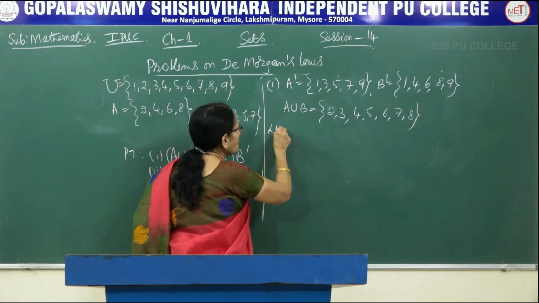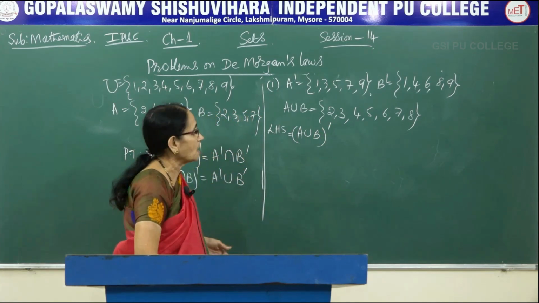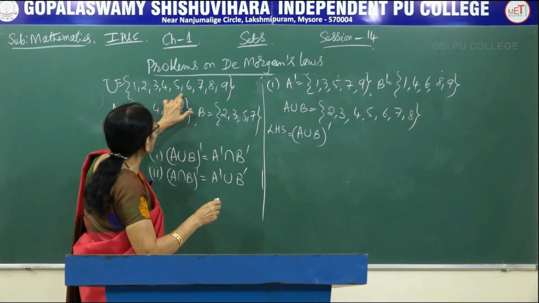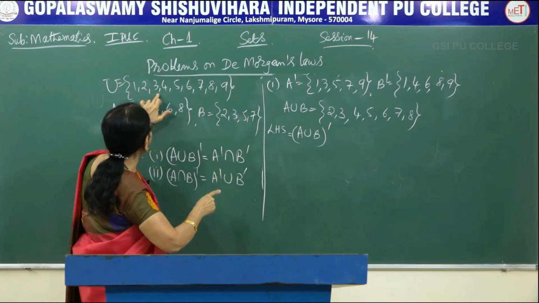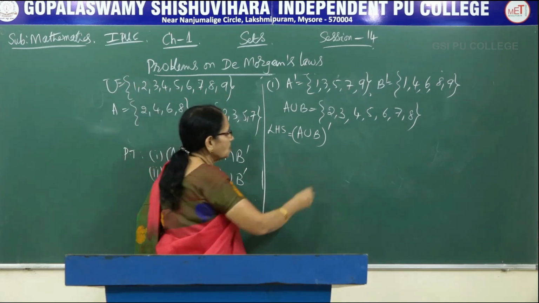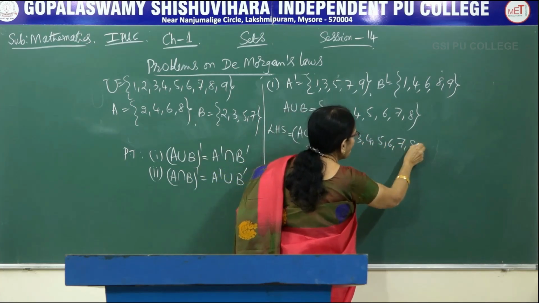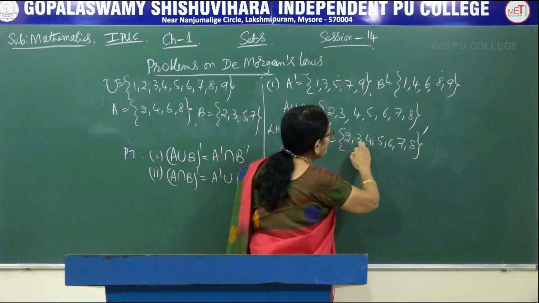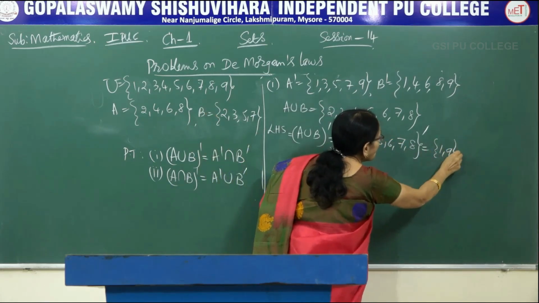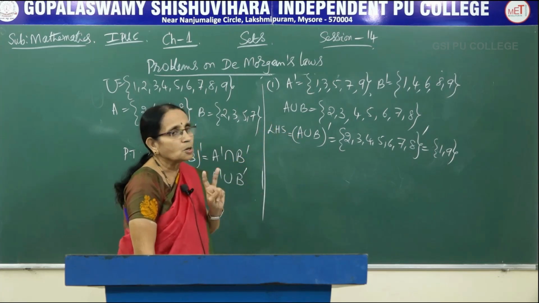Now let me start with the left hand side. What is on the left hand side? It has to be (A ∪ B)'. For (A ∪ B)', go to the universal set 1, 2, 3, 4, 5, 6, 7, 8, 9. Here we have 2, 3, 4, 5, 6, 7 and 8. So what are the remaining elements? You can write one more step here: (2, 3, 4, 5, 6, 7, 8)'. Now 7 elements are there. What are the remaining elements? Only 1 and 9. So on the left hand side we take the union of A and B, then taking the complement we get only 2 elements.